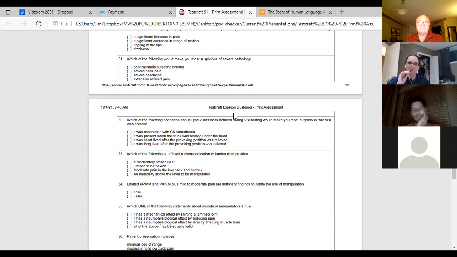Post-traumatic pulsating tinnitus, maybe, but I'm torn also maybe between the extensive referred pain. Well, that could be a disc herniation. Right. Or it may just be severe pain referring a lot. And neither of those are necessarily life-threatening. But pulsating tinnitus is you're hearing your own heartbeat. And generally speaking, it's bruit that you're hearing. So there's been damage to either the carotid artery or the vertebral artery.